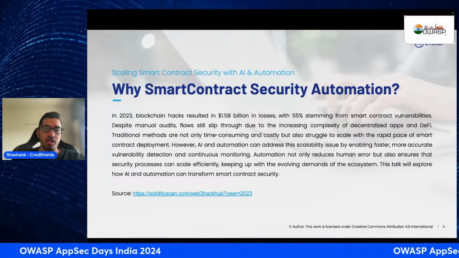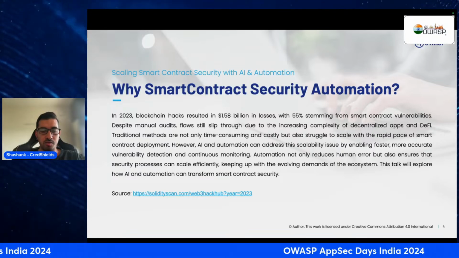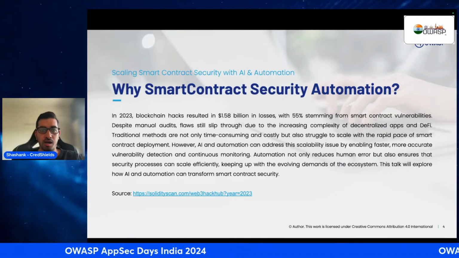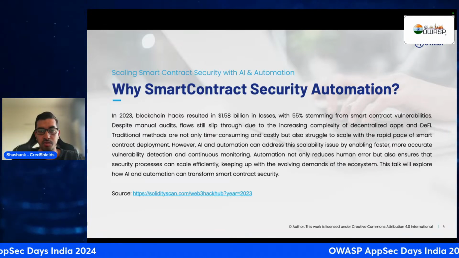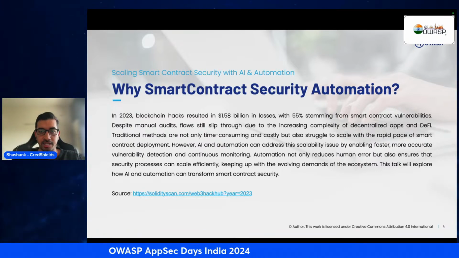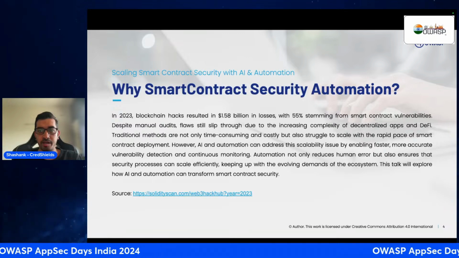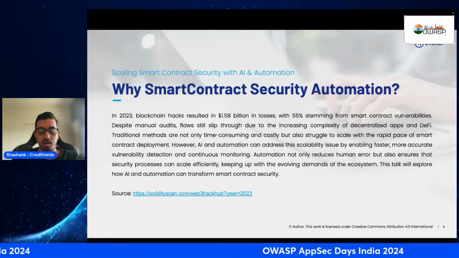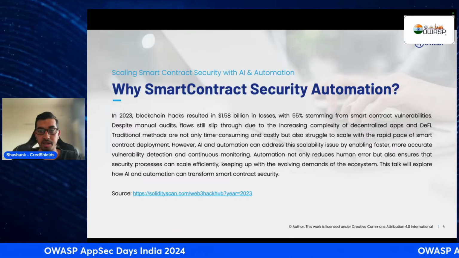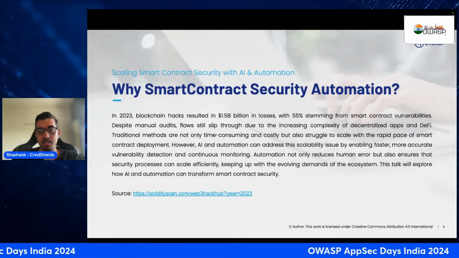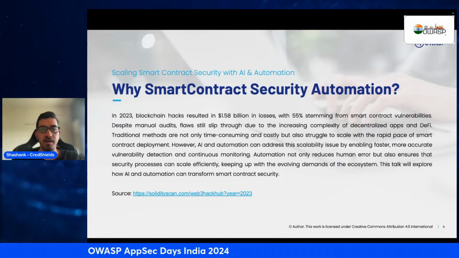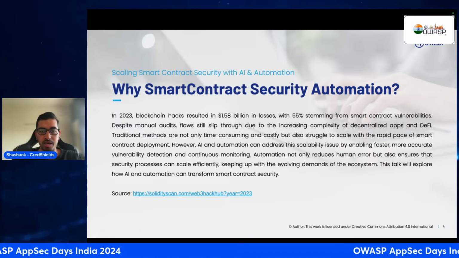Let's begin the talk. So why security automation? If we revisit the data of hacks last year, around 1.58 billion dollars were lost in blockchain related hacks. And the data says 55% of them were directly related to smart contract vulnerabilities. So out of 1.5 billion, that sums to around 700 million. The 700 million was lost to hackers because the smart contract had certain vulnerabilities in it, which were exploited by a malicious hacker. And the money was gone.